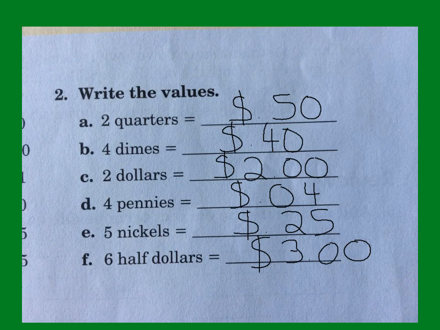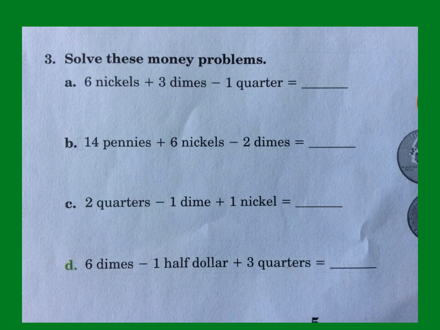Okay, 3 says to solve these money problems. 6 nickels. Well, that's the same as 30 cents. So I'm going to put 30 cents right here. Plus 3 dimes. Well, each dime is 10 cents, so 3 of them would be 30 cents again. Minus 1 quarter. Quarter is worth 25 cents. So 30 plus 30 is 60. And if we did 60 minus the 25, we'd be left with 35. 35 cents.